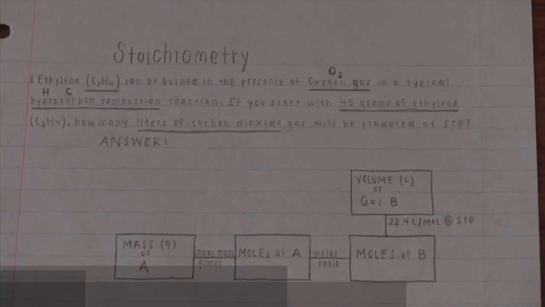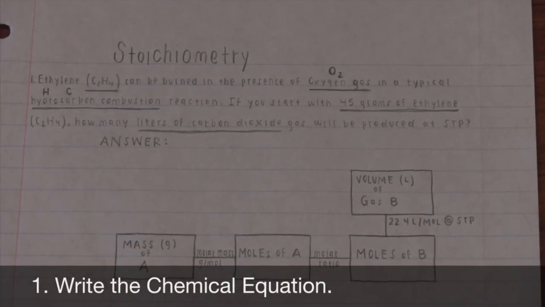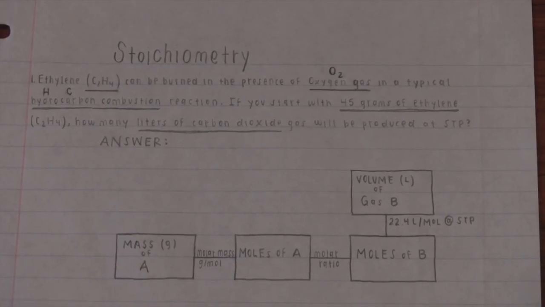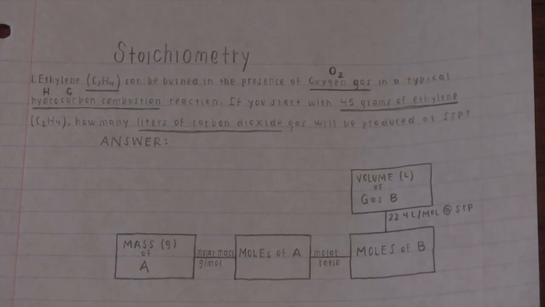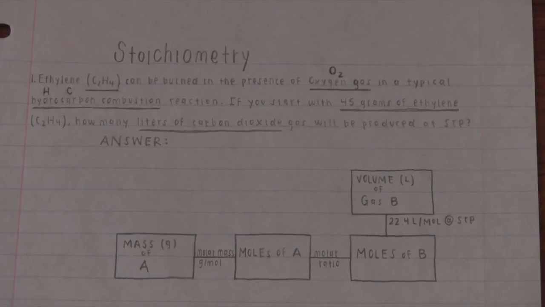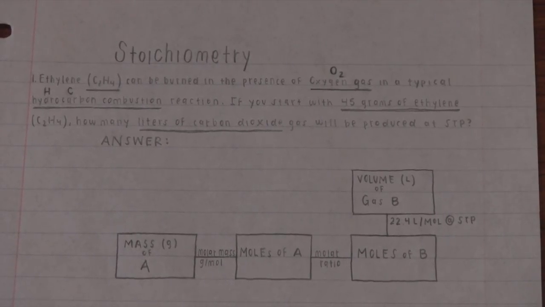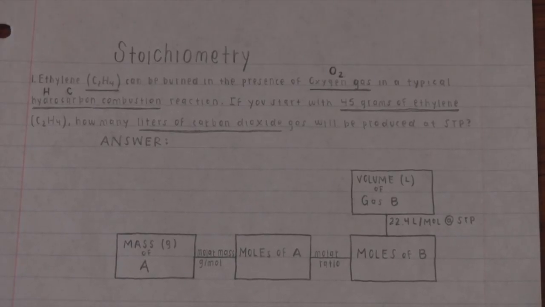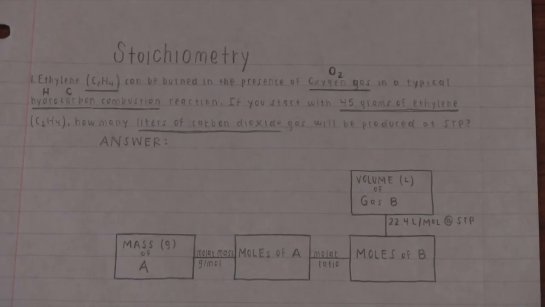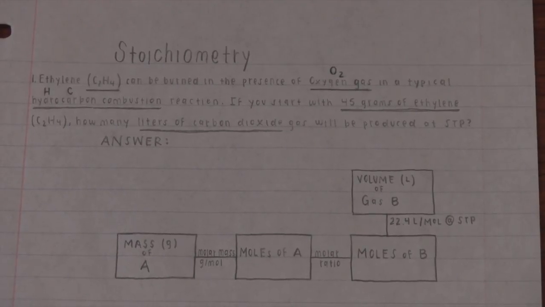The first thing you want to do when solving a stoichiometry problem is write the chemical equation. Your biggest clue to writing the chemical equation is hydrocarbon combustion. In hydrocarbon combustion reactions, you know that there will be C, H, and O on both sides of the chemical equation, both reactants and products. You also know that the products will be CO2 and H2O, otherwise known as carbon dioxide gas and water.